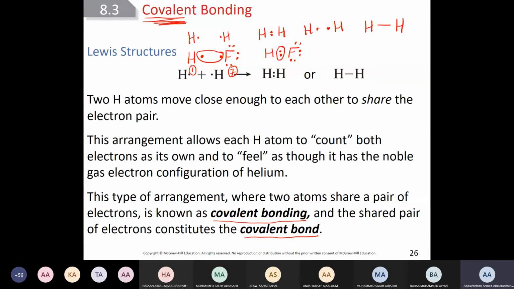And we call this bond a covalent bond. And Lewis says that hydrogen would like to have how many electrons around it? 2 only. But other elements would like to have how many? 8. Is this clear?